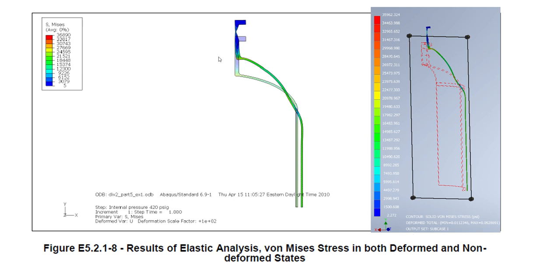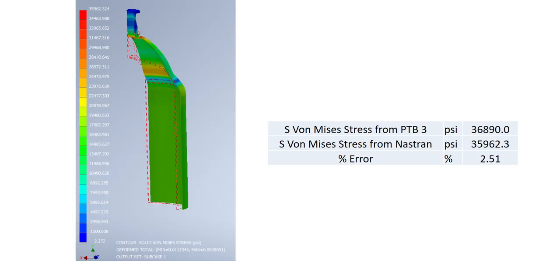So here is the snap from the PTB. The maximum von Mises stress is 36,890 and ours is 35,962. If we compare both values, the percentage error is about 2.5%, which is acceptable, because any two software may have some difference in calculation methodology, and the mesh we have selected is different. But since the error is less than 5%, we can say the results are acceptable.